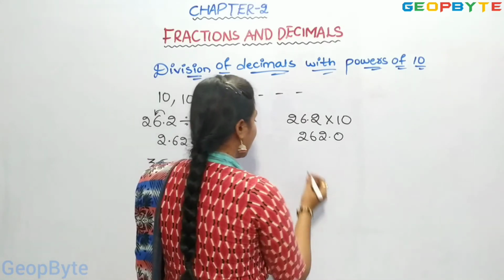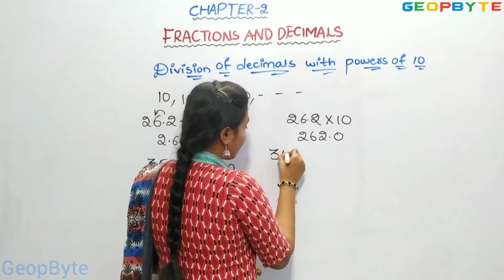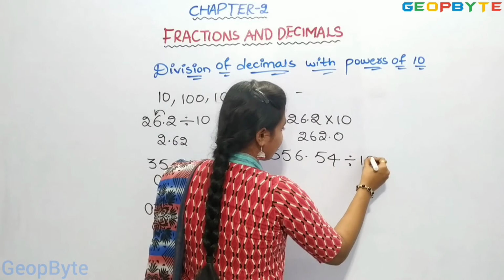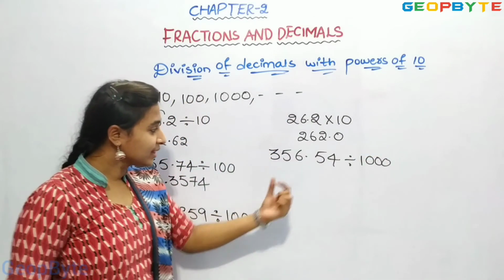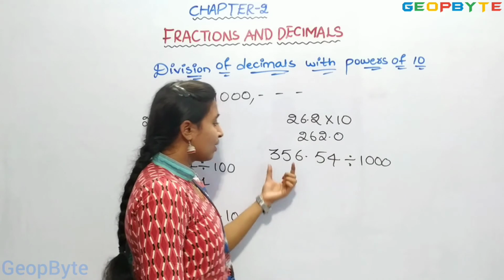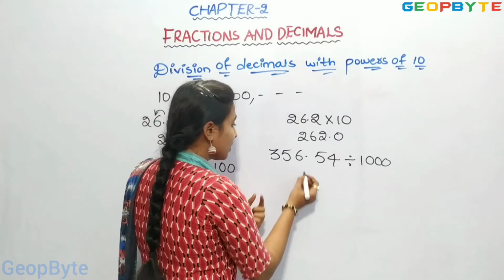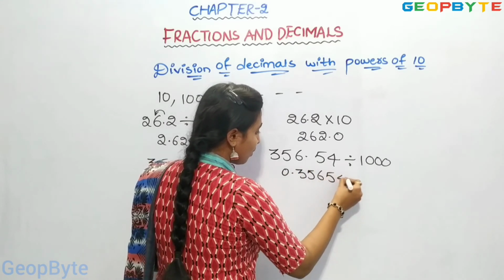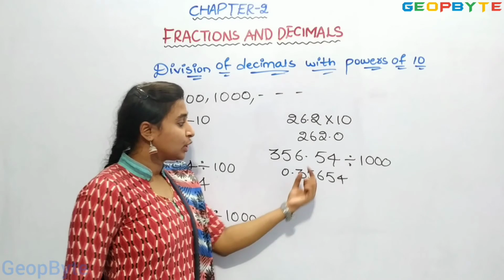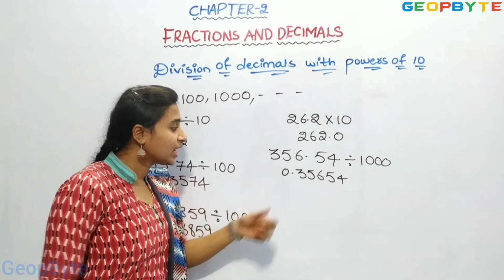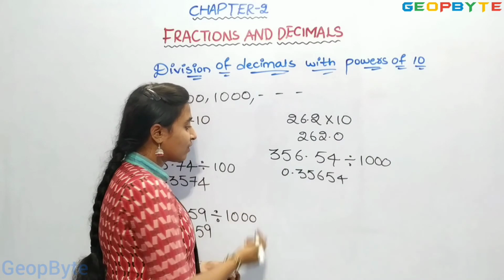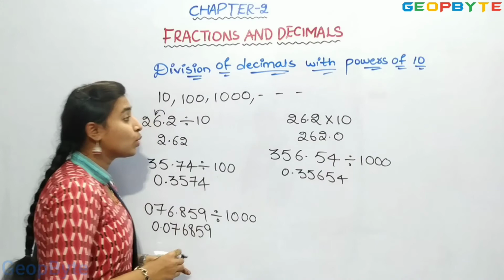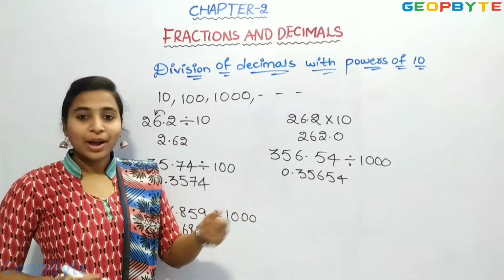Now, let us see 356.54 divided by 1000. In this case, we have three zeros, we have three digits. The answer becomes 0.35654, as the point moved towards the left by three digits. Before three digits, we have nothing. That's why we have put zero here. So, this is how we will divide decimals with powers of 10.